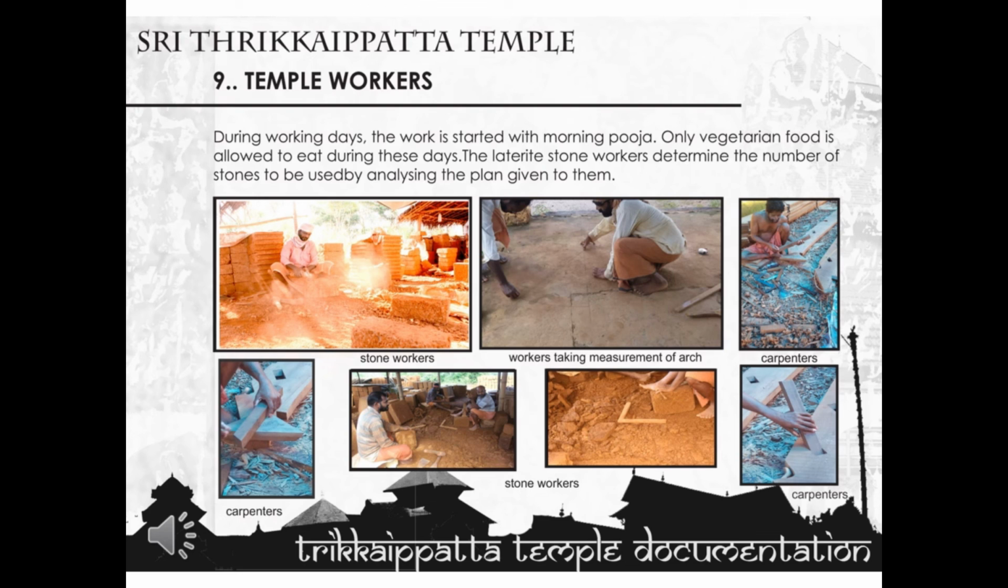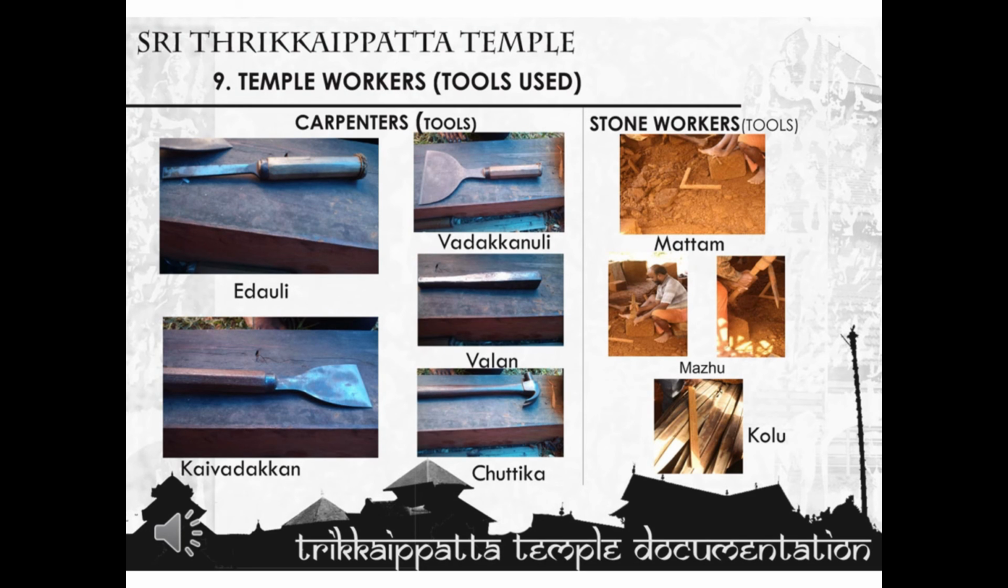Laterite stone workers determine the number of stones to be used by analyzing the plan given to them. Some of the tools used by temple workers are Kaivadakan, Vadakanuli, Chuttiga, Mattam, Maru, Kolu, etc.